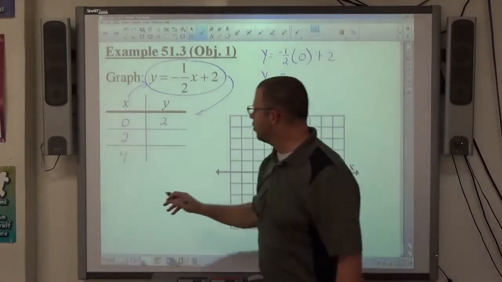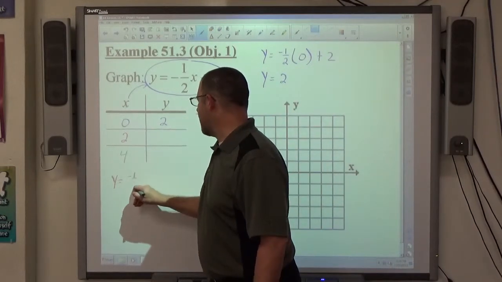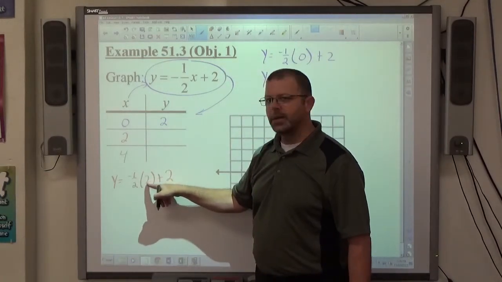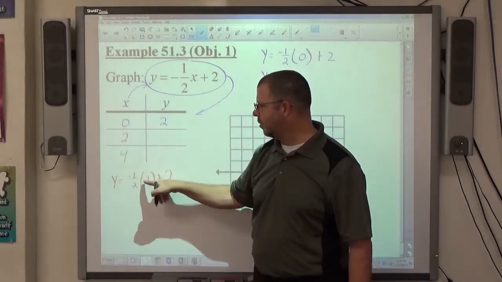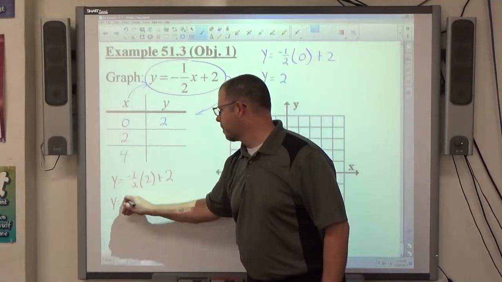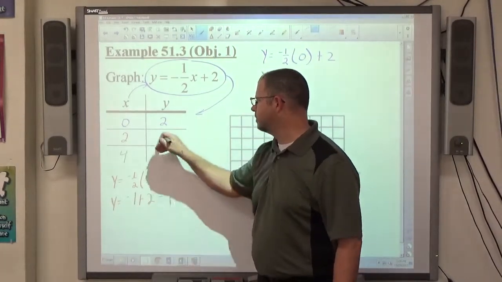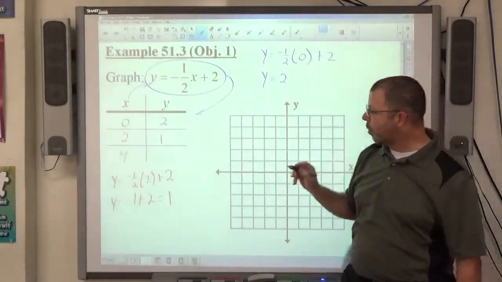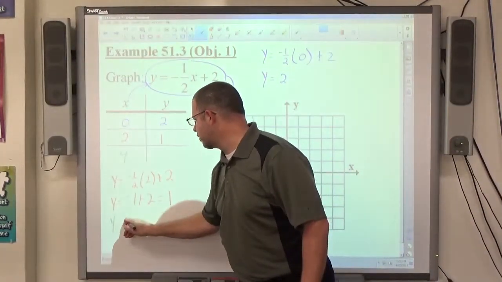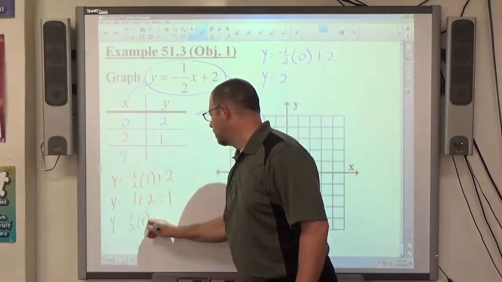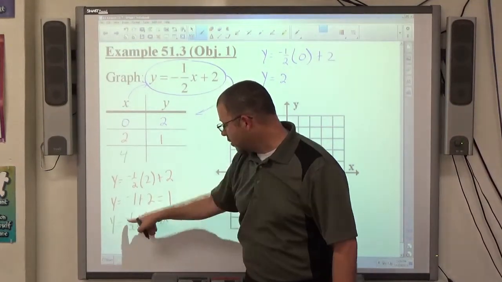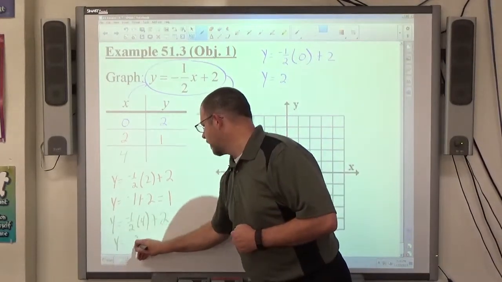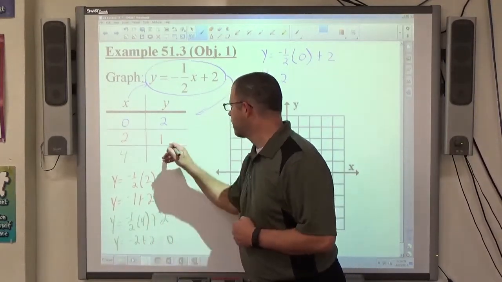Next number we have is 2, so we go y equals negative 1/2 times 2 plus 2. Half of 2 is 1. Negative half of 2 is negative 1 plus 2 is equal to positive 1. Next number we have is 4. 4 goes in, so y equals negative 1/2 times 4 plus 2. Okay. So half of 4 is 2. It's negative though, so negative 2. Negative 2 plus 2 ends up equaling 0.